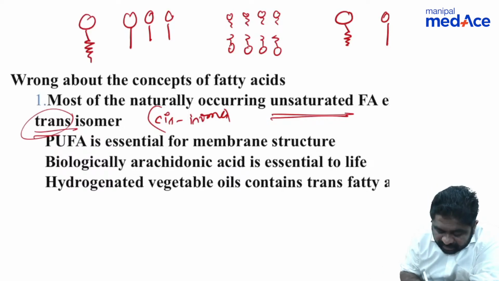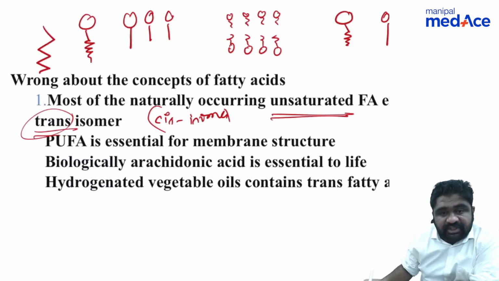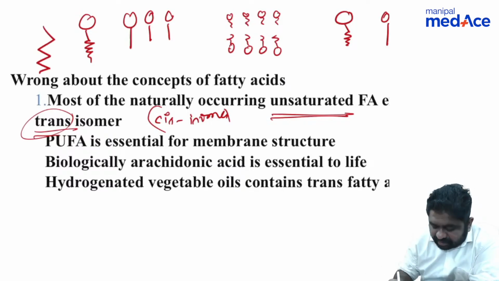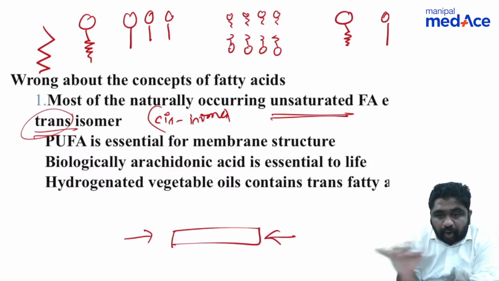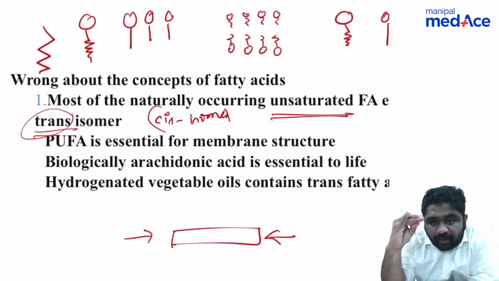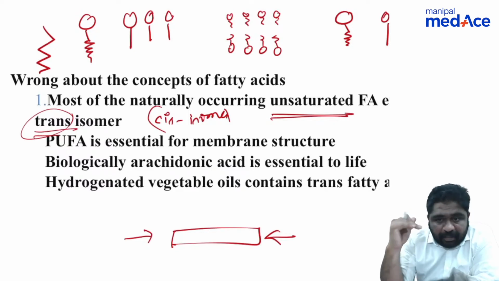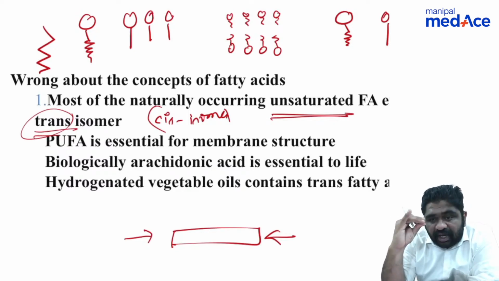Unsaturation will offer the kink. This kind of sharp twist is called a kink. And when kinks are present in the biological membrane, lateral movement is possible. So you will have enough elasticity in the blood vessel wall or in the cell's membrane. So the cell membrane will be more supple and more elastic.